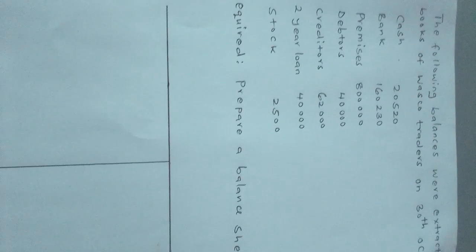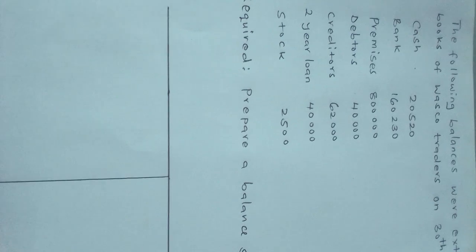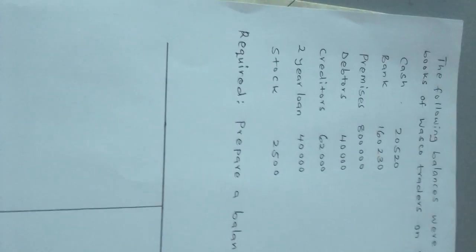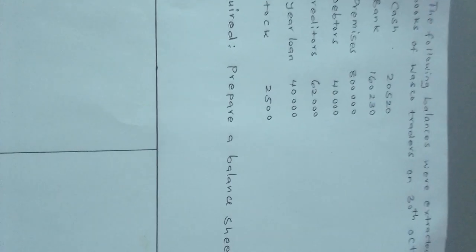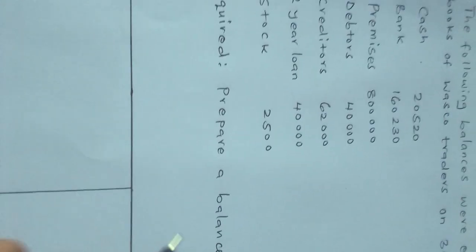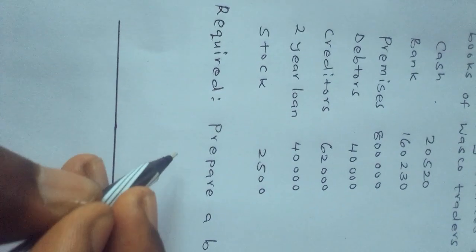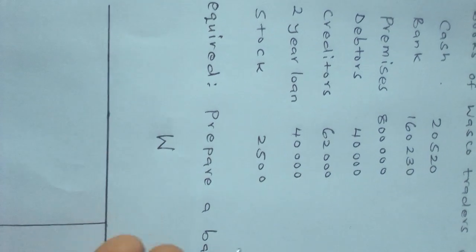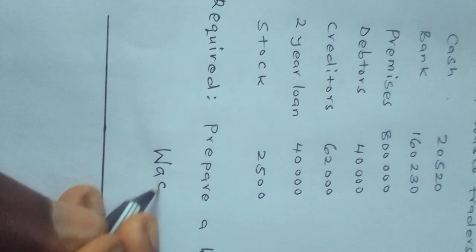Whenever you have been given a balance sheet, you need to make it, and the first thing that you have to do is start with the name of the business. For instance here, the name of the business is Wasco Traders. So you come here and you write Wasco Traders. That's the name of the business.